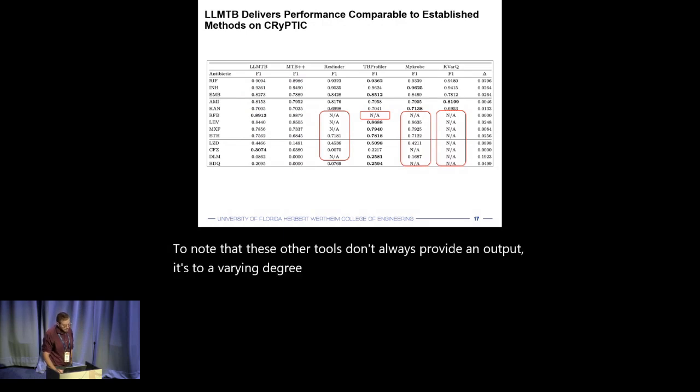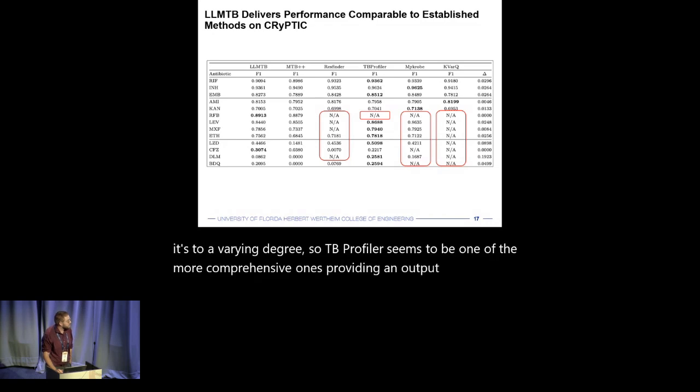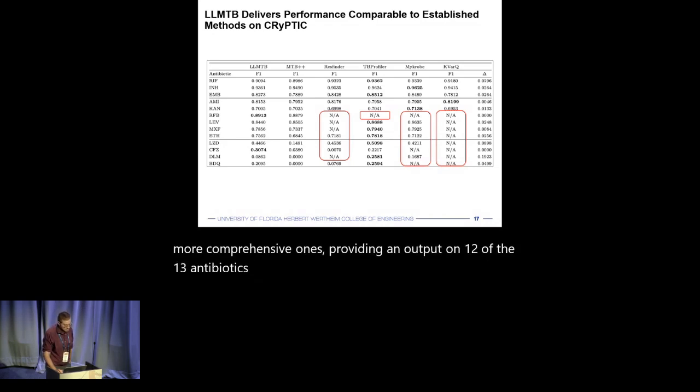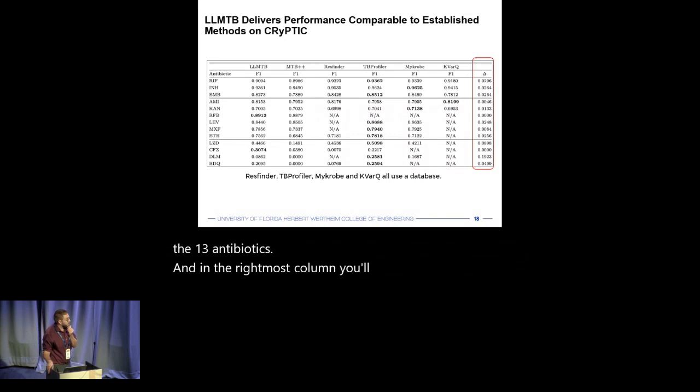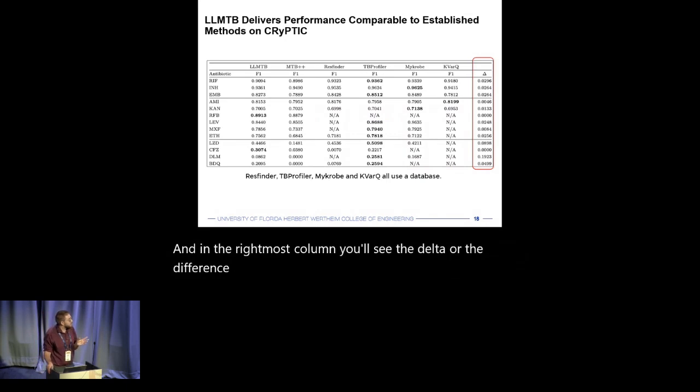So TB Profiler seems to be one of the more comprehensive ones, providing an output on 12 of the 13 antibiotics, while KBAR-Q only provides an output on 5 of the 13 antibiotics. And in the rightmost column, you'll see the delta, or the difference between our method and the best performing method for any given antibiotic.